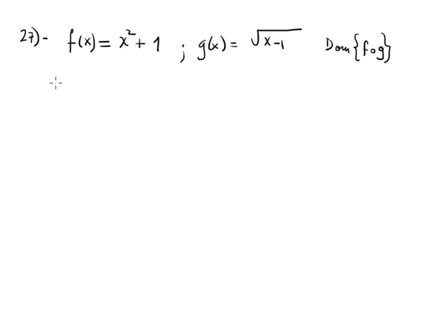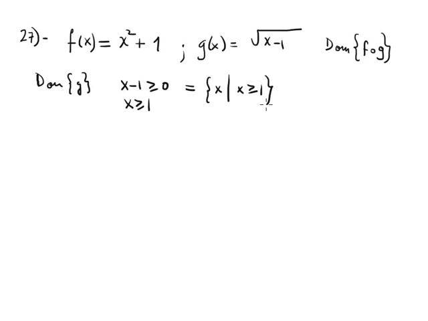This is 27. It's the same idea. Find the domain of the composition in this order. F composition G. The domain, first domain of G. The domain of G is, as a radical, you take the expression inside the radical, must be non-negative. X must be greater than or equal 1. So the domain of G is equal X such that X must be greater than or equal 1.